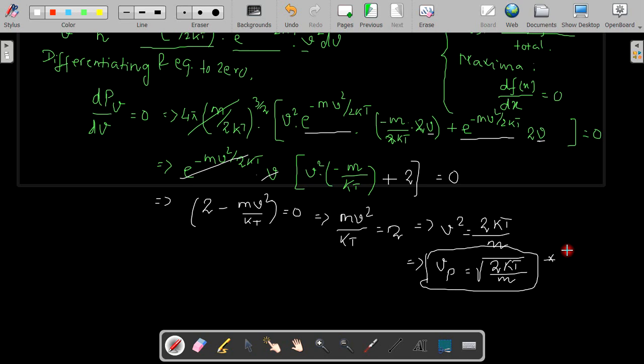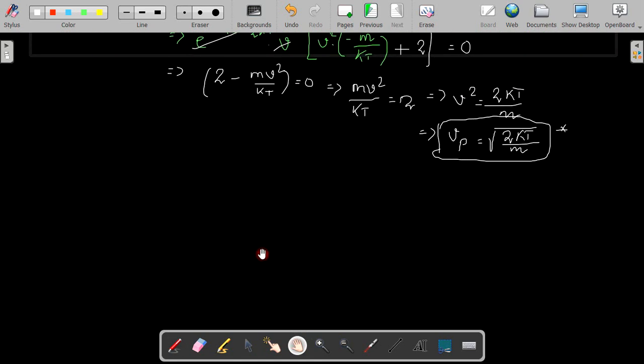Okay. So this was the first part where we are actually finding out the most probable velocity. In the second part, what we are going to do is find out the mean speed or the average speed. So let's find out the second result, which is the average or mean speed. Remember, in all the three cases we are going to use the Maxwell-Boltzmann distribution. So we are going to find out what is the average speed or the mean speed.